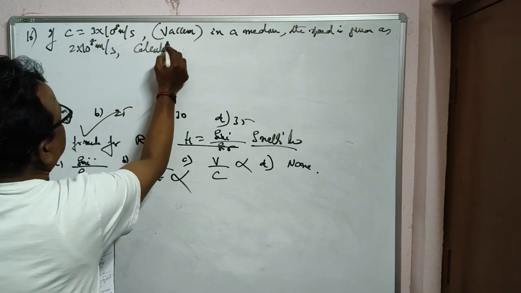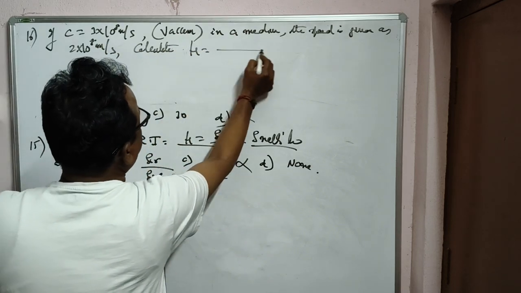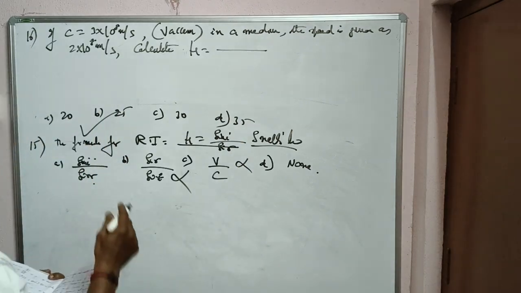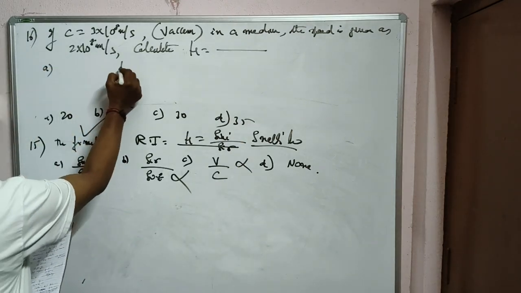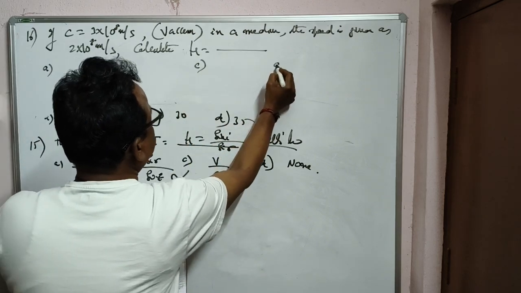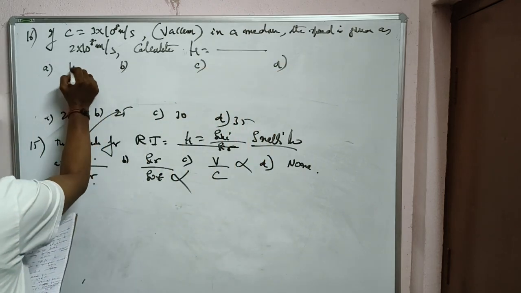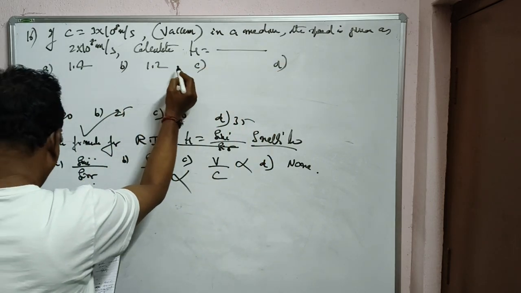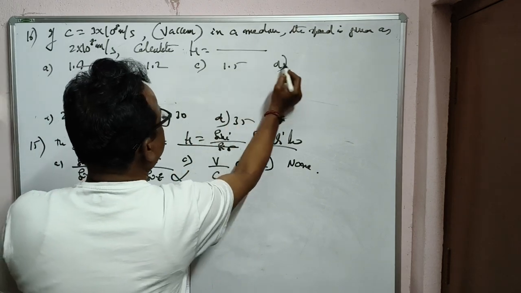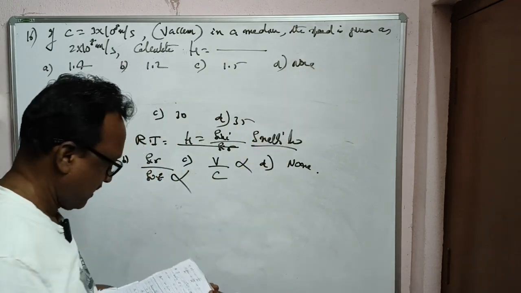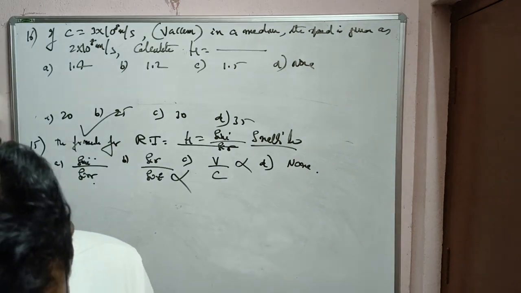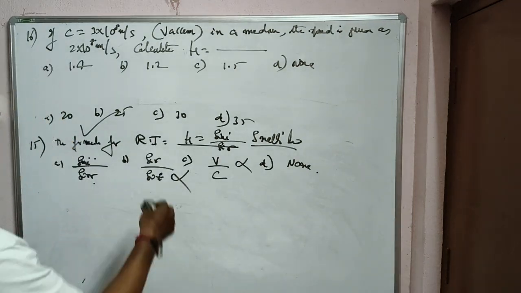Calculate the refractive index mu value. The choices are also given, A, B, C, D. 1.4, 1.2, 1.5 and D is none. So let us see this one. Let us calculate.